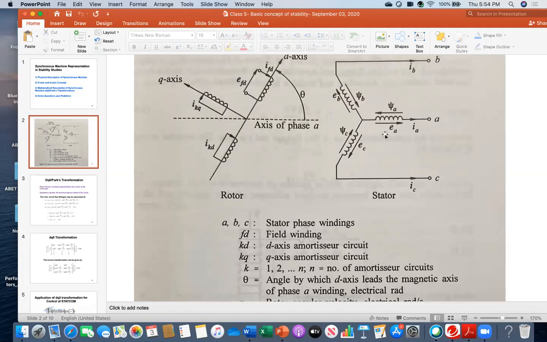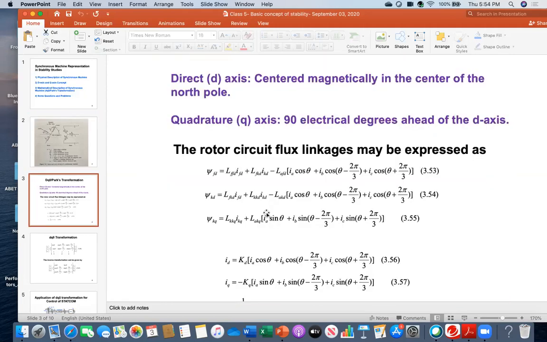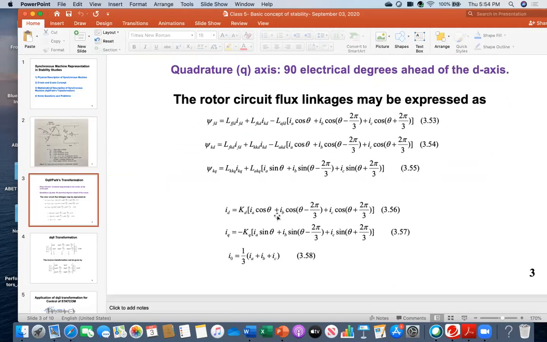As you can easily understand, there is no time function here, only theta, and theta will be some angle. So easily you can calculate. If you just know the values of the currents, you can easily find out the ID and IQ magnitudes.